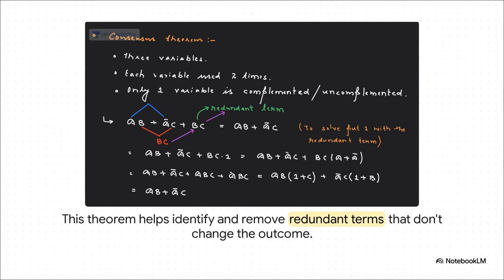What this theorem shows is that in an expression like this one, that very last part, the BC, is totally redundant. It's like dead weight. Its outcome is already covered by the other two parts of the expression, so it adds no new information. And because of that, you can just get rid of it. A brilliant shortcut to a much cleaner result.